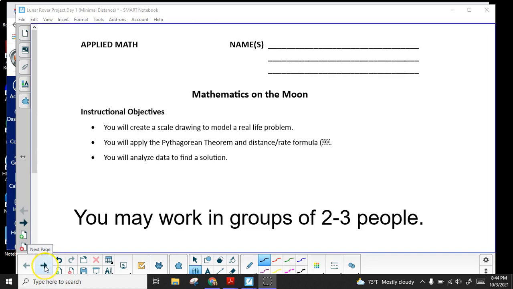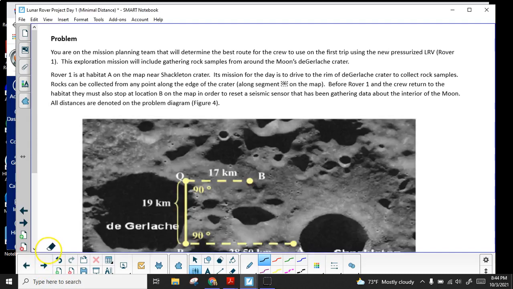We're going to create a scale drawing to model a real-life problem and apply the Pythagorean theorem in phase 1. Phase 2 will apply distance and rates, and we'll analyze data to find a solution. So let's begin. Okay, here's our background information.